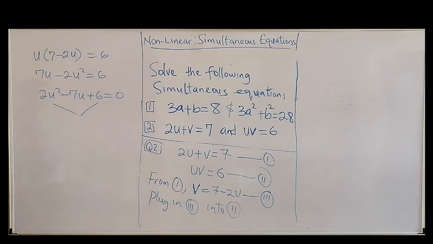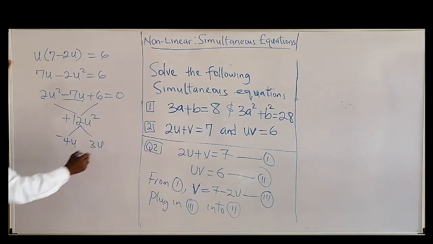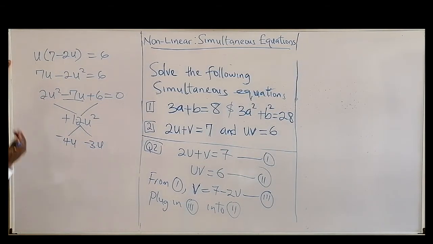Let's try it manually this time around. This one times this one is 12u squared. We need two factors of 12 that can give us the minus 7. That's 4 and 3: minus 4u and minus 3u. When you multiply these two numbers, you get back the product. But actually you can use your calculator to get your answer.